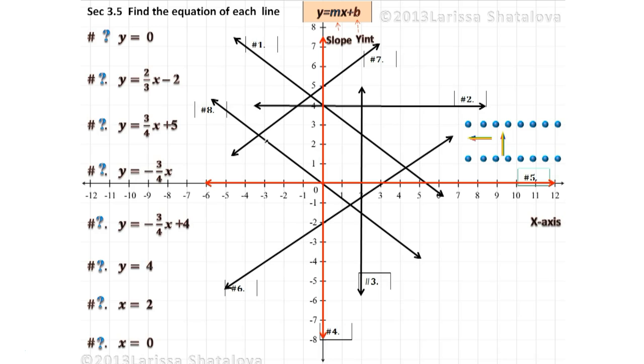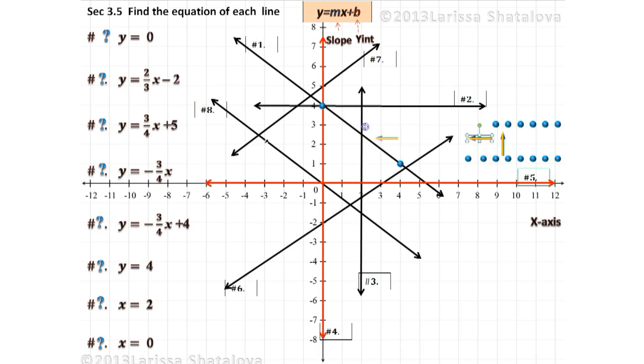Graph number 1. Let's start our analysis. First, look for y-intercept. Y-intercept is 4. First point. Now let's move on our graph looking for a second point with clear coordinates. This one. We have the second point.